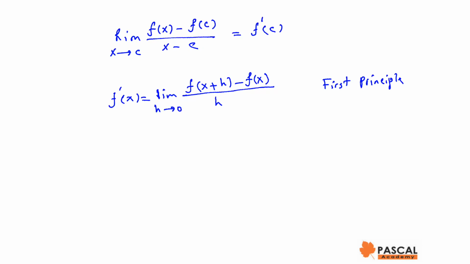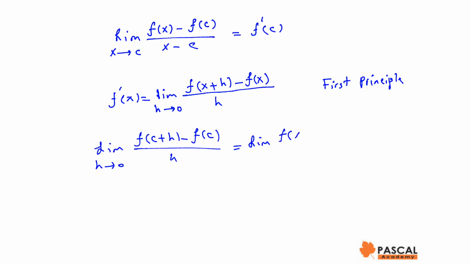We can prove the limit of f of c plus h minus f of c divided by h as h approaches 0 is the same as the limit of f of x minus f of c divided by x minus c as x approaches c. Simply by assuming x minus c equals h, we can prove these two are the same.